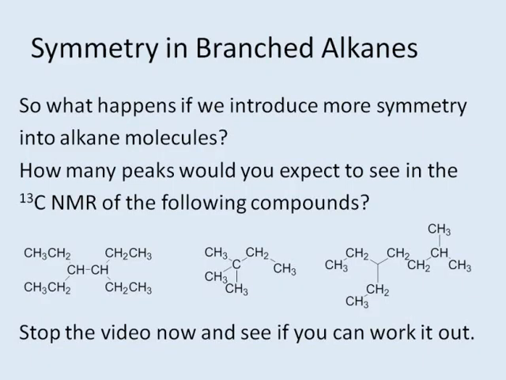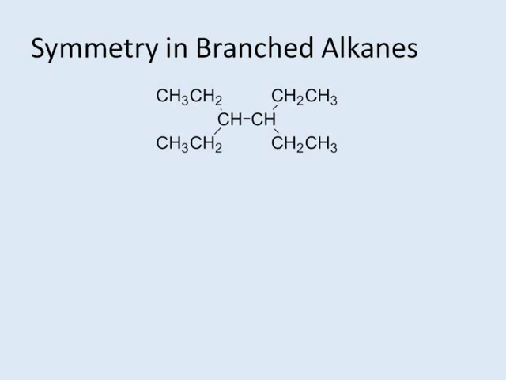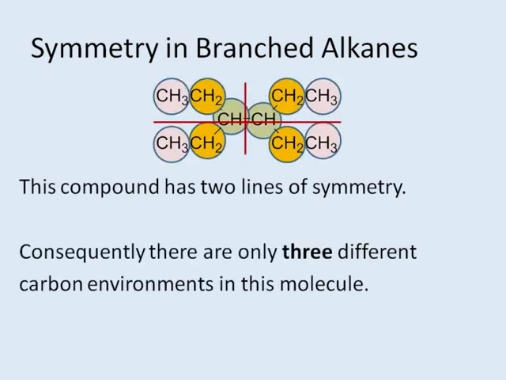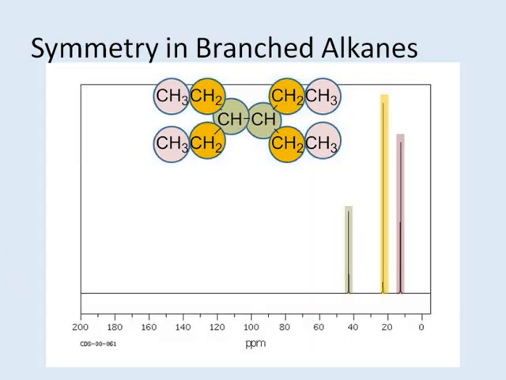Let's now move on to look at the effects branched alkanes can have on symmetry. How many peaks would you expect to see in the carbon-13 NMR of the following compounds? Stop the video now and see if you can work it out. In this first example, that of 3,4-diethylhexane, we can identify 2 lines of symmetry which cross in the center of the molecule. Consequently, there are only 3 different carbon environments in this molecule, and there will only be 3 peaks on the carbon-13 NMR spectrum of this compound.